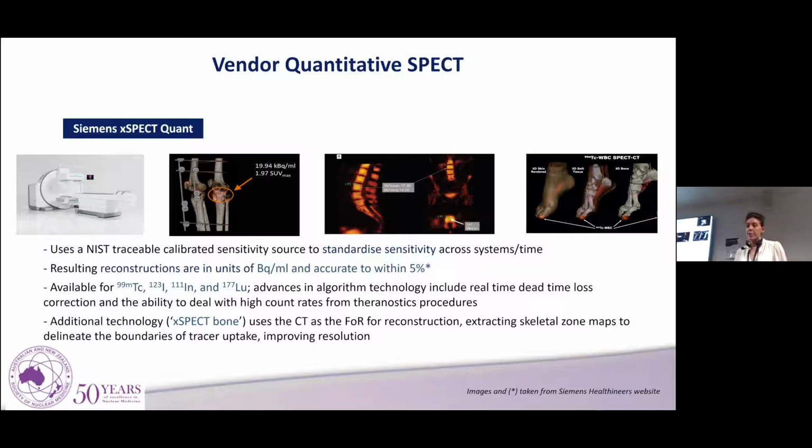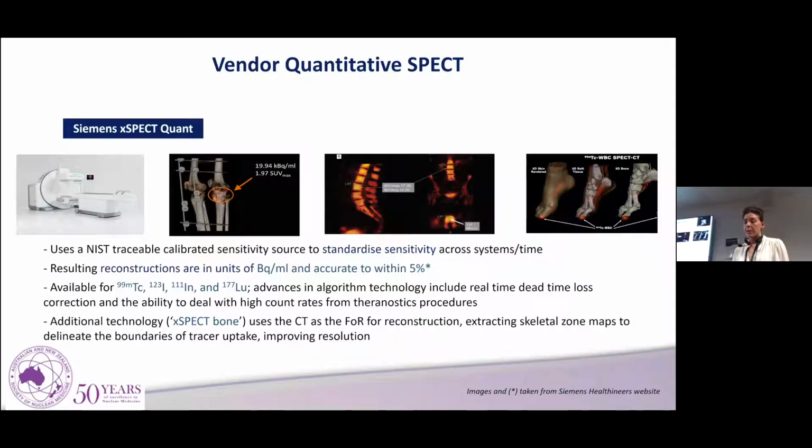The reconstructions from the SPECT Quant algorithm are, of course, in units of absolute activity, and they can readily be converted to SUV. Originally, it was released for technetium, and then over the next few years, we saw other radionuclides come on board, including, importantly, lutetium-177, which is obviously very applicable for our theranostics applications, where quantitative SPECT is in a bit of demand. The Broad Quant algorithm that I mentioned, I believe, allows you to add basically any number of radionuclides that you choose to use in the clinic as well, so it has a bit more flexibility.